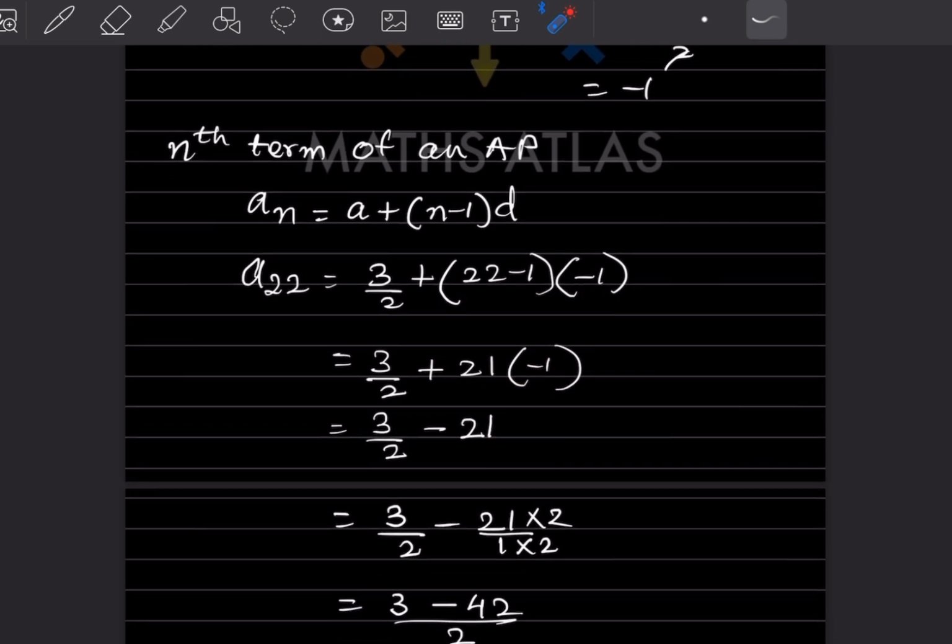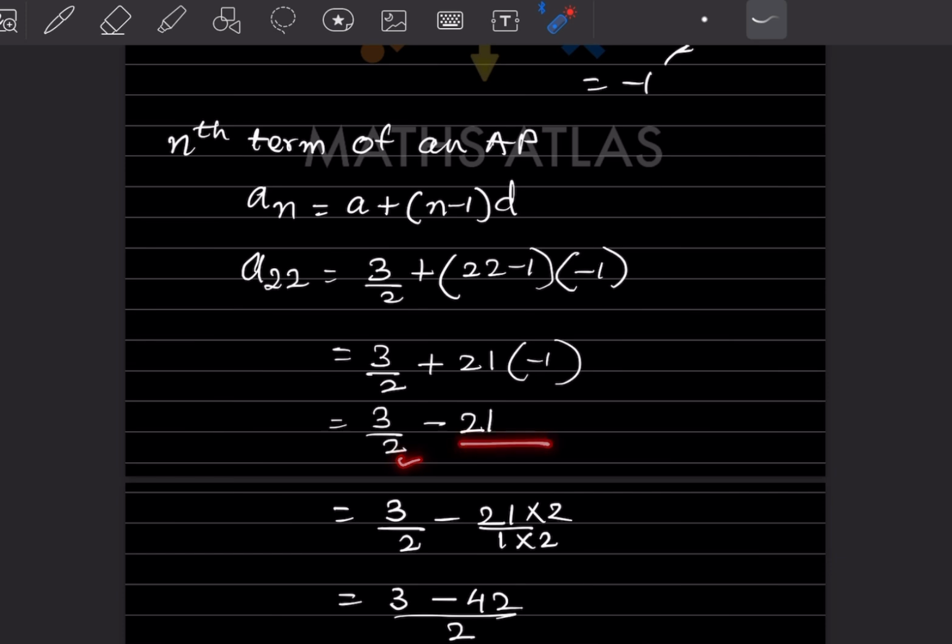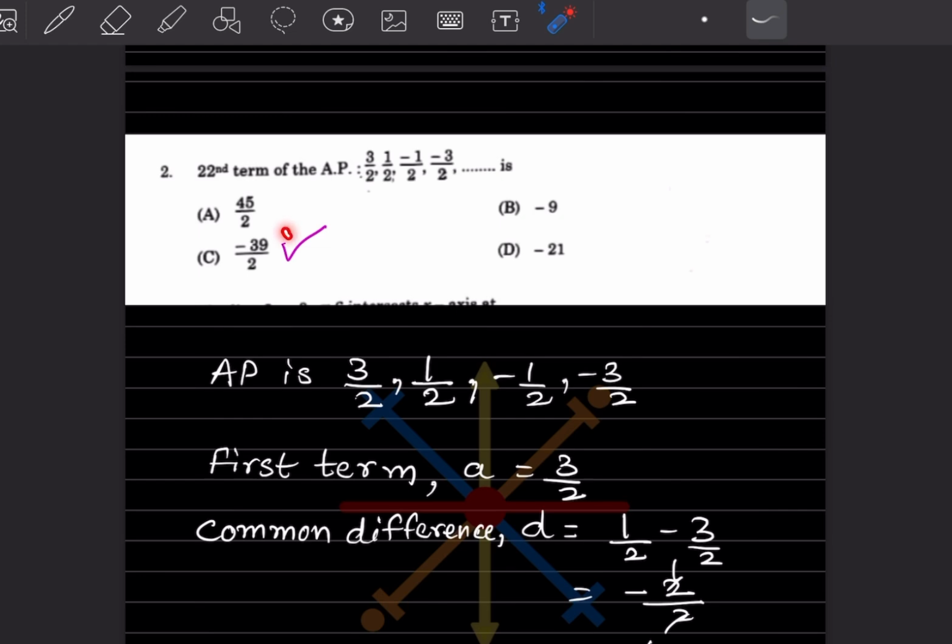When you solve this part, we know the LCM is 2, so you are going to multiply this by 2. So that will be 3 minus 21 2s are 42, 42 by 2, that will be 39, minus 39 by 2. So this is the correct option.